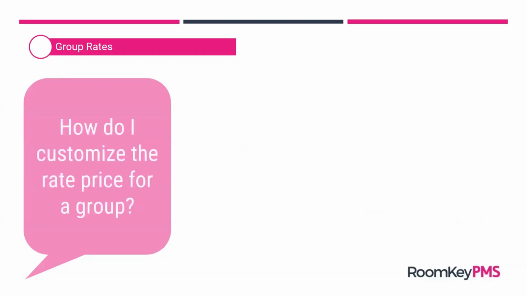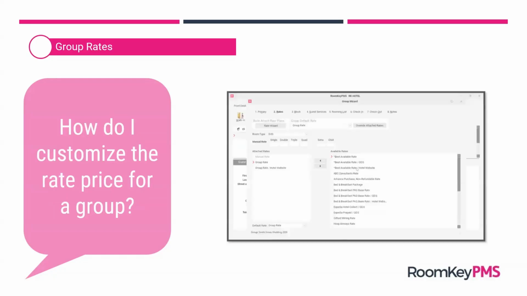Secondary question we often get is how do you customize a rate price for a group? So if your property functions in a way that you give customized rate pricing for every event or for unique events at your property, and you want to customize that price instead of just using the default group rate, you'll still attach that group rate plan, but we've got one additional step that you can perform directly in the groups module to override those attached rates and customize that price for this specific group.